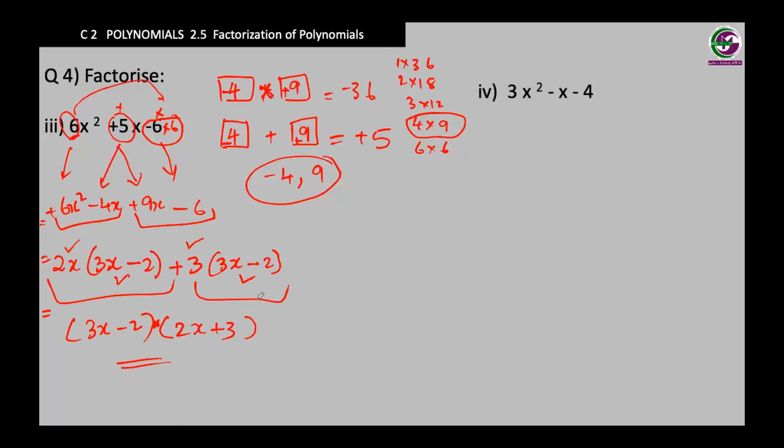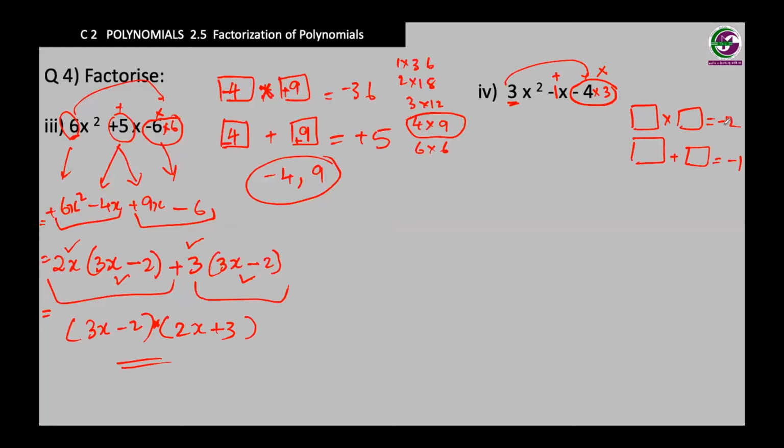Now let's see what's the next one. This 3 should be multiplied here. So your number is negative 12. Which two numbers will give you negative 12 on multiplication, and the same numbers will give you negative 1 on addition? So two numbers, negative 12 with multiplication and negative 1 on addition.